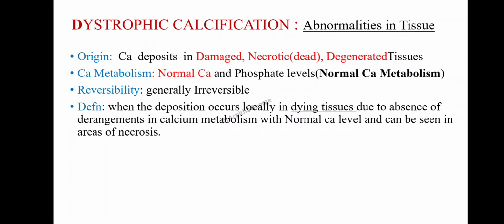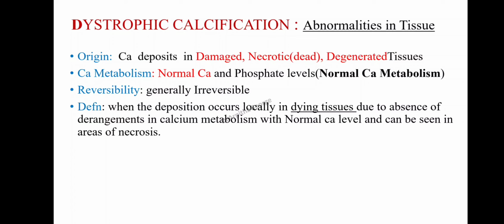Okay, next we will move on to the dystrophic calcification. First, we will study the origin, meaning the place where you can see the dystrophic calcification. Calcification means, obviously, the deposition, the accumulation of calcium, isn't it? The calcium deposits. Where do you see the dystrophic? DD, I told you, damaged, dead or degenerated tissue. That means already dead tissue.